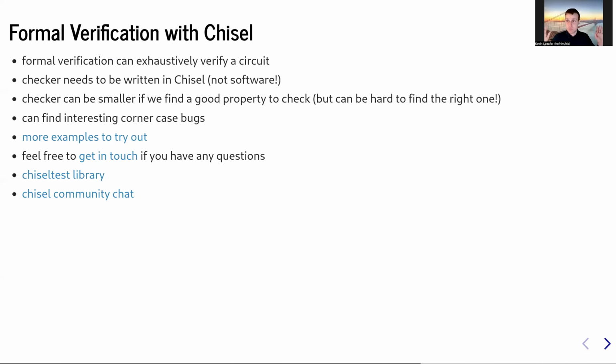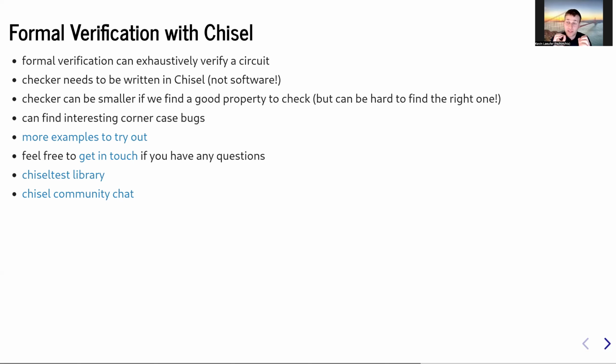Okay, so to recap, with formal verification, you can exhaustively verify a circuit, but this is really only true for combinatorial circuits, because it will exhaustively verify your inputs. But for circuits that have registers, you need to not only look at all the possible inputs in one cycle, you need to look at all the possible inputs over all possible cycles, which you can never really do. So we can only have sort of an approximation with this bounded model checking.